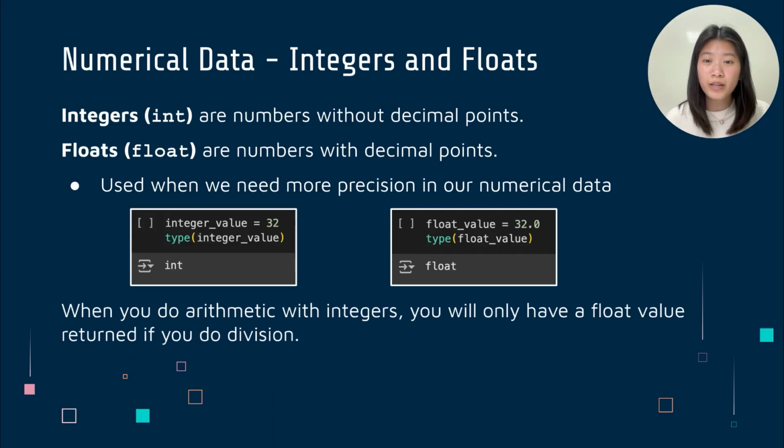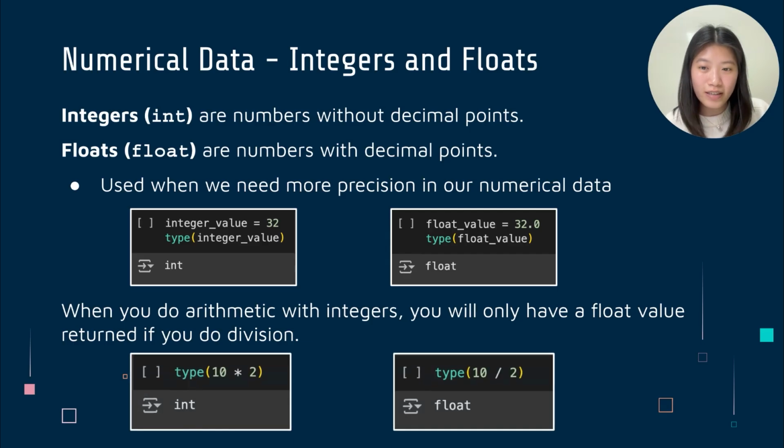And one thing to remember is that when you do arithmetic with integers, you'll only have a float value returned if you do division. So for example, if I did an integer plus an integer, that'll always return an integer. If I do an integer times an integer, that'll always return an integer. But if I do an integer divided by an integer, that'll return a float value.